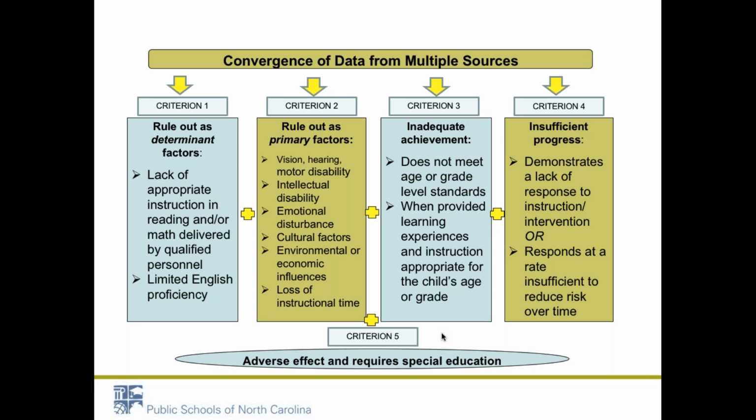This requirement, which applies to all evaluations, directs evaluation teams to document that the referred student has been provided with the instruction and interventions that are sufficient to allow for adequate progress. If the team can't document that the student's difficulties are not a result of the lack of appropriate instruction, that that's not the determinant factor for the student's difficulties, then the student cannot be identified as eligible for special education.